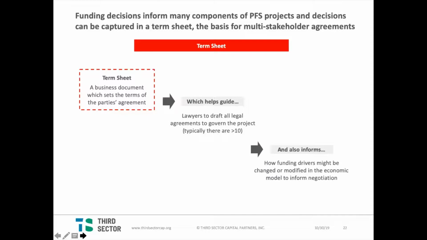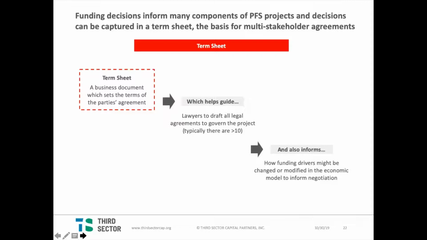Term sheets also inform how funding drivers from our economic model may be changed or modified to inform the project negotiation. So where economic models can be complex spreadsheets, term sheets typically are an easier way of presenting some of that project information, and as it changes or gets modified by stakeholder voice, it is then fed back into that economic model tool to adjust for those choices. So this, hopefully, reinforces some of that continuous loop that we saw earlier, that each inform one another and become really interconnected.